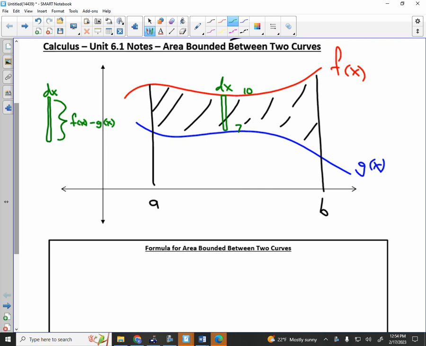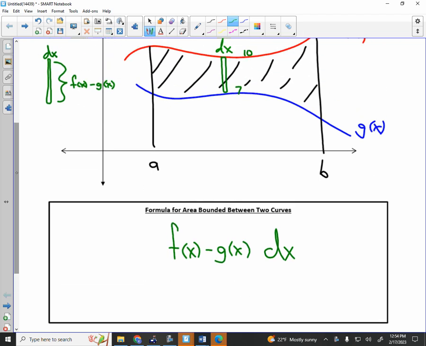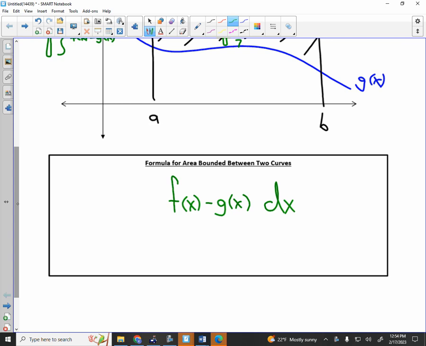And how is it that we find the area of a rectangle? You take the base times the height, right? So if we want to write a formula for area bounded between two curves, we take the height, which is f of x minus g of x. We multiply by the width, which is dx. That is simply one rectangle. I don't want to do one rectangle. How many do I want to do? An infinite number of them. The way that we move from one rectangle to an infinite number is we slap on an integral symbol, and we go from A to B.